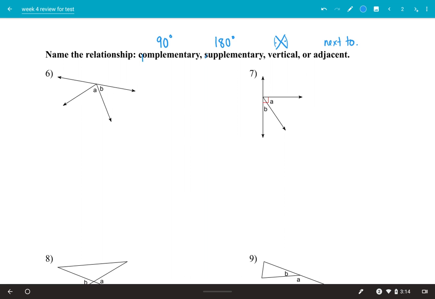All right, so if we look at A and B, so if we combine A and B together, that's definitely not 90. It's definitely not 180. They're not across from each other, but they are next to each other. So this one is going to be adjacent. Okay, this one, if we add them together, we get this little symbol in here. And if you remember, that's 90 degrees. So that's complementary.